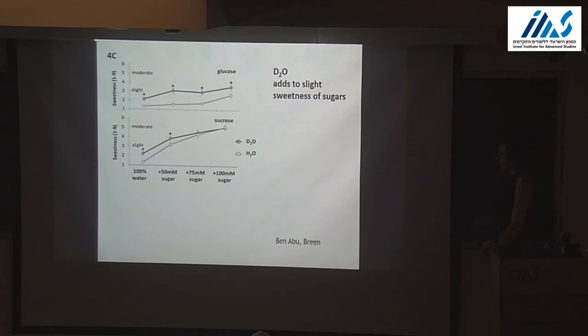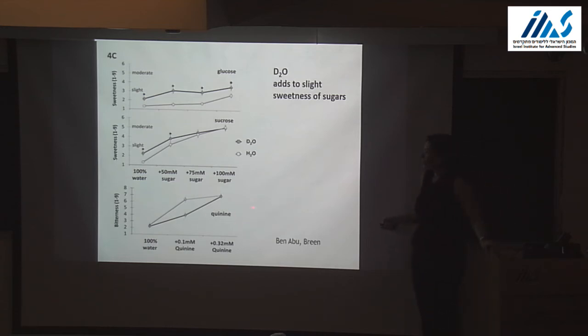And it does not happen in the bitter solution, right? So just as a control, if we take quinine, here you see the black ones are the D2O. Here the black one is D2O, and it is less bitter. Here we're testing for bitterness. It is less bitter than the quinine alone. And this is just to confirm that we're not looking at some effect that just makes everything stronger, but it specifically gives a sweet signal.